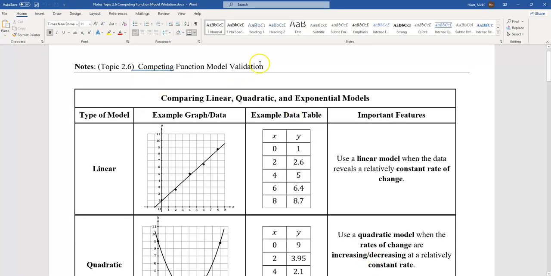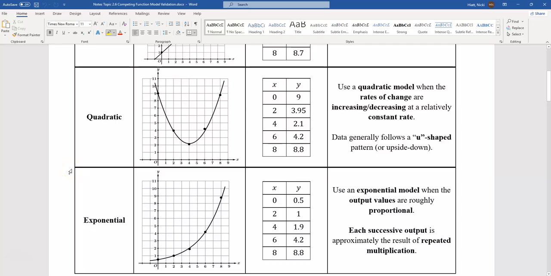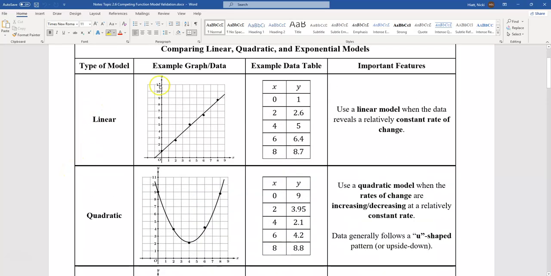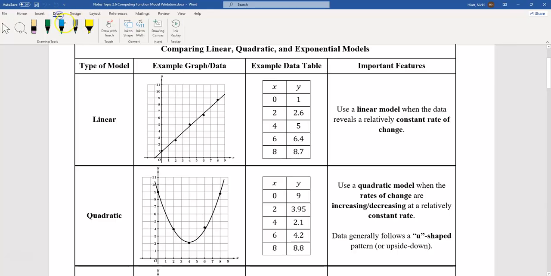Okay, so there's not much to write down on this first page, but it's just sort of a reminder of some of the things that we've looked at. If you want to underline or highlight a few things here. The three top models that you're going to be asked to look at in any type of data modeling is linear, quadratic, or exponential. So in linear, we use a linear model when the data reveals a constant rate of change.